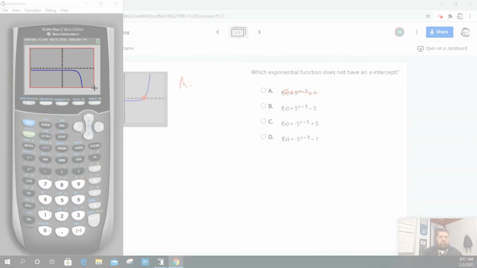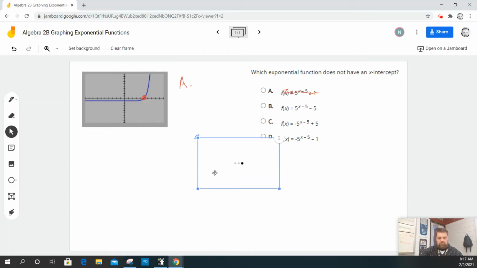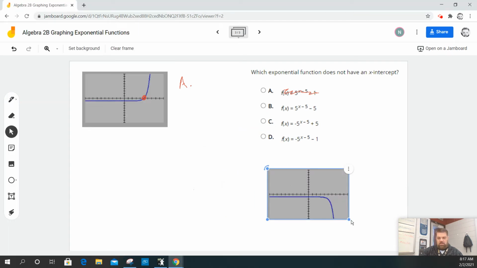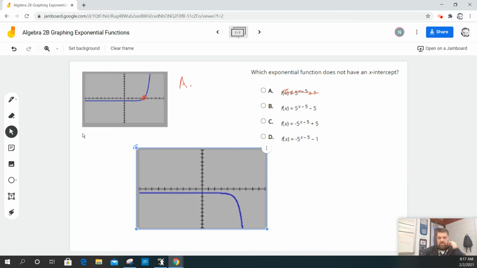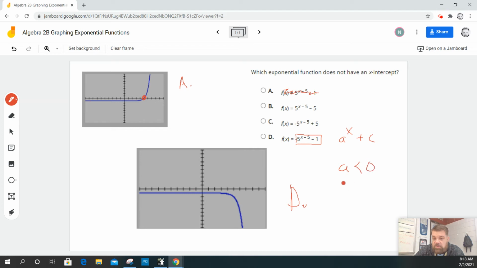Let me explain why it's D. So this is D, and D is the right answer because there's a couple of characteristics. One, if we think of this as a to the x plus c, if a is less than 0, which means negative, that means it's going to flip the parent function.